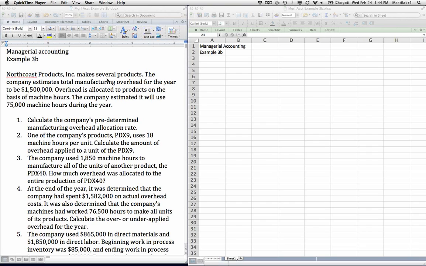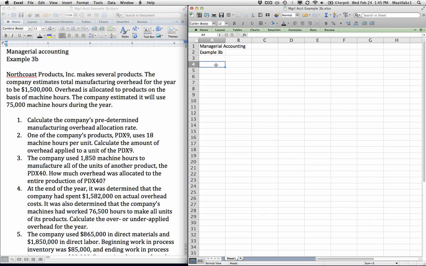So this company makes several products. They estimate their total manufacturing overhead for the year to be $1.5 million. Overhead will be allocated to products on the basis of machine hours, and they estimate a total of 75,000 machine hours for the year. So the first thing we're asked to do is calculate the company's predetermined manufacturing overhead allocation rate.